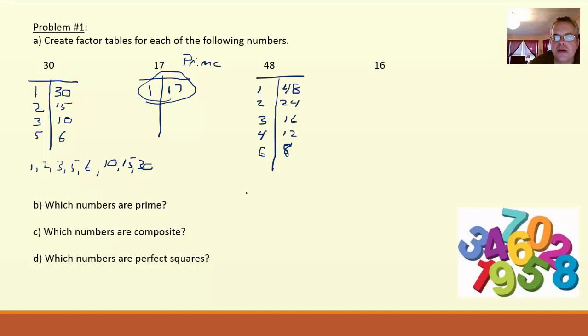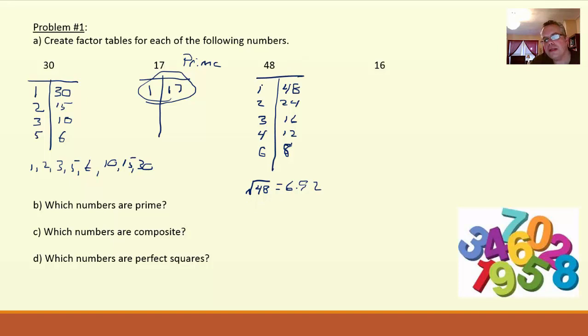There is a way to tell when you can stop guessing. You can stop guessing when you go past the square root of a number. Square root of 48 is, let me find it here, 6.92 something, or about 6.9. So that tells me I can stop actually when I get to 6.